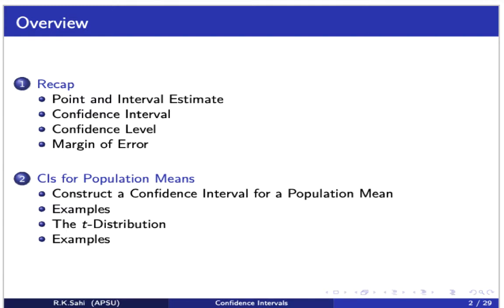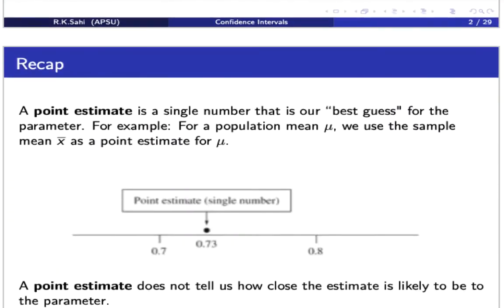I talked about point interval estimates, confidence interval, confidence level, and margin of errors. So I'm going to have a quick recap of these, and then we will construct a confidence interval to estimate a population mean. Okay, so let's do a quick recap.